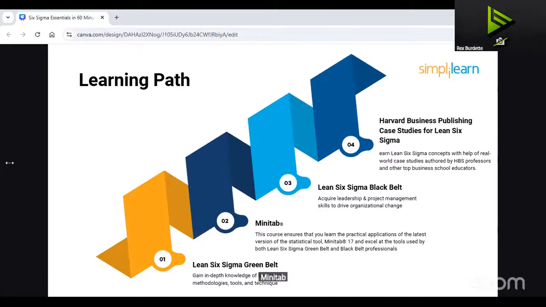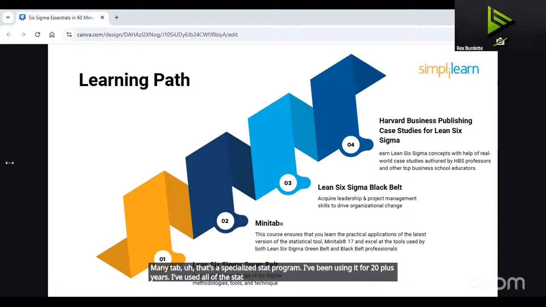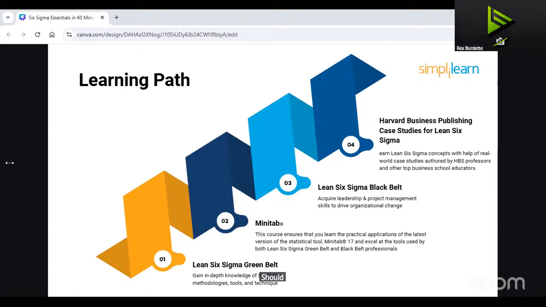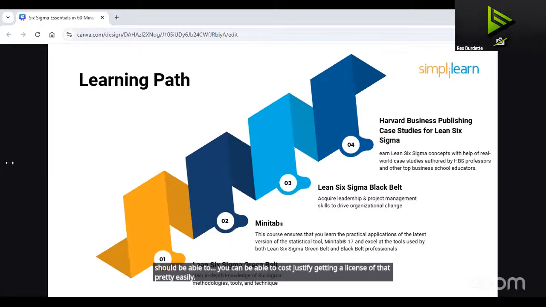Minitab, that's a specialized stat program. I've been using it for 20 plus years. I've used all of the stat programs that I know of, and Minitab is the best. No, I don't get commission off of it for saying that, but they are the professional standard. It's a fantastic tool, and it will definitely help you and make your life easier. And it's not that expensive. Your company should be able to cost justify getting a license of that pretty easily. We move from, and that's kind of a transitional step. You're doing the Minitab in the green belt, and you're doing Minitab in the black belt.